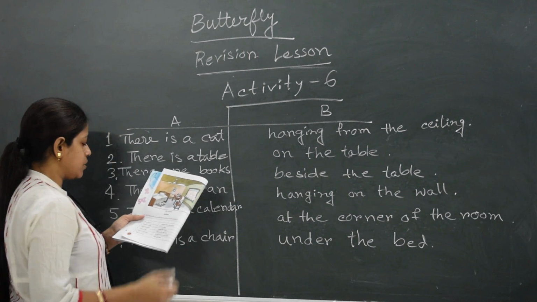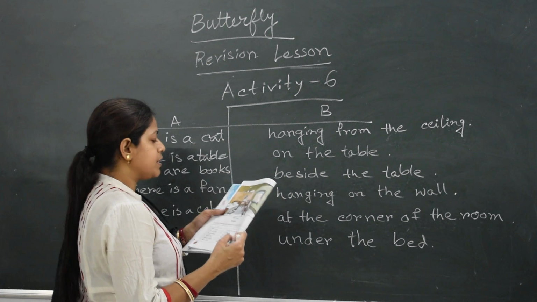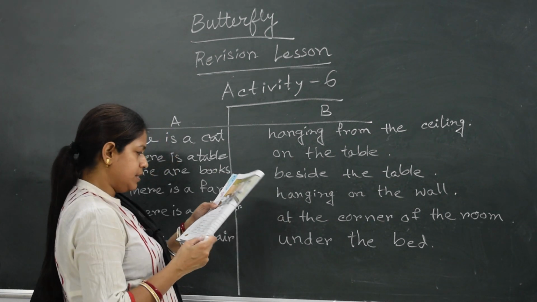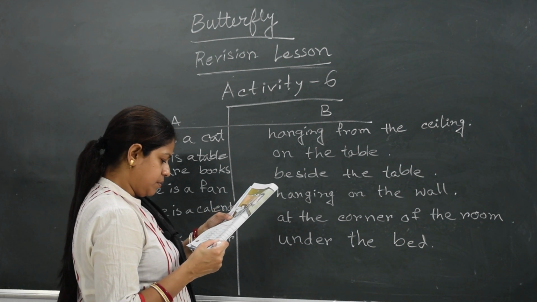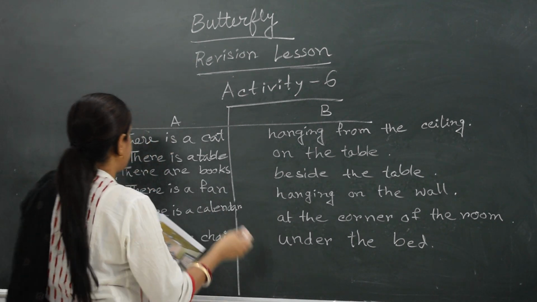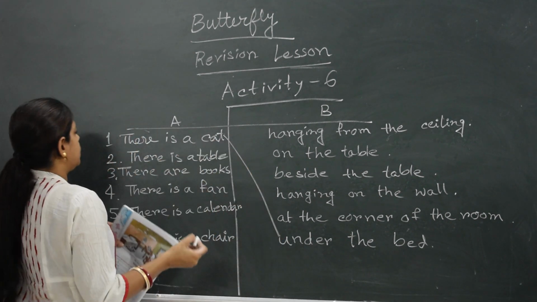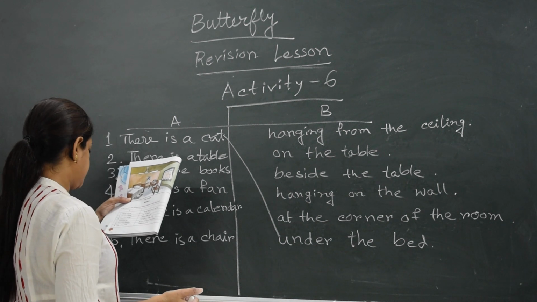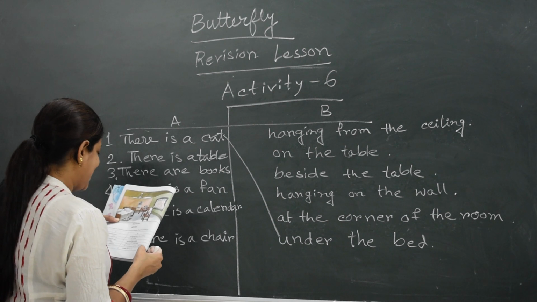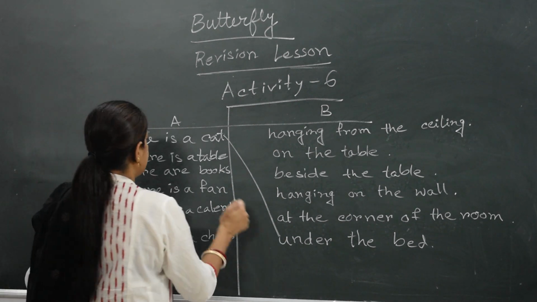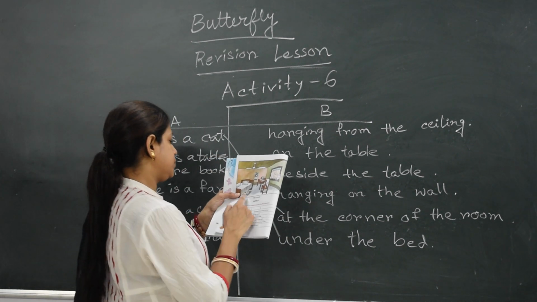Now let's arrange the sentences. Okay, let's match the sentences. There is a cat. Where is the cat? In the picture we can see the cat is sleeping under the bed. Yes, under the bed. Match. There is a cat under the bed. There is a table. Where is the table? At the corner of the room. You can see the table at the corner of the room.